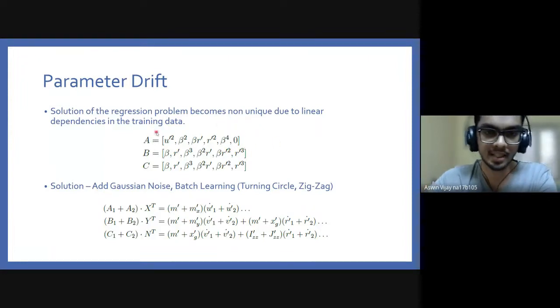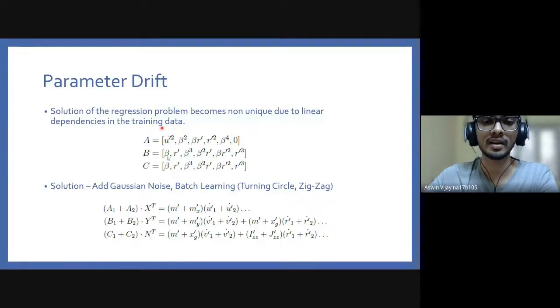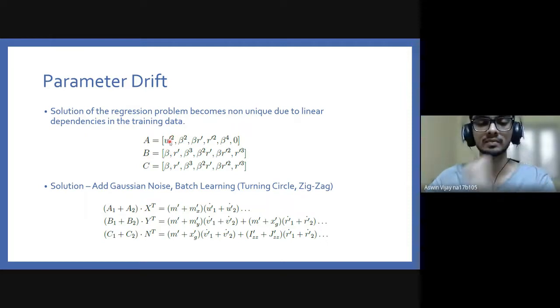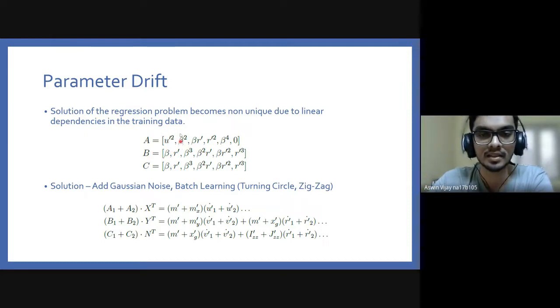So when I construct these ABC matrices, as you can see, I will have a big column of this for each time instant. If I were to sample my maneuver for, let's say, 100 seconds at 1 second each, I would have a big matrix containing u square, beta square, beta r. So in the rows and in the columns, I will have 100 data points. Now the problem occurs when some of these columns, let's say beta square and beta r, are linearly dependent on each other.